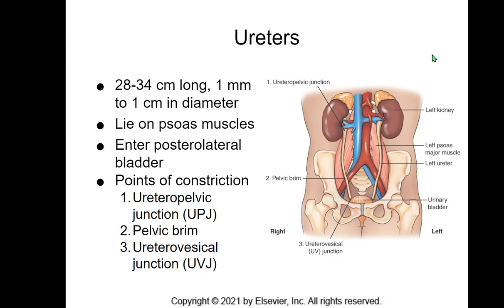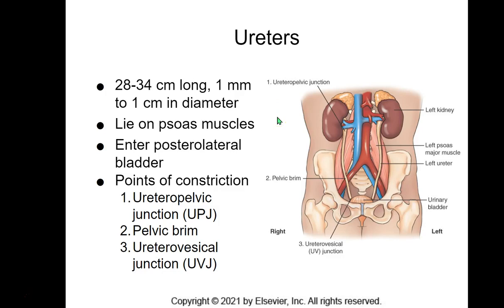So the first constriction point I need you to know is the ureteropelvic junction, and we abbreviate that UPJ. This is where the renal pelvis funnels down into that smaller ureter. So again, where the renal pelvis turns into the ureter, kidney stones can get stuck at that junction. So ureteropelvic junction, or UPJ.